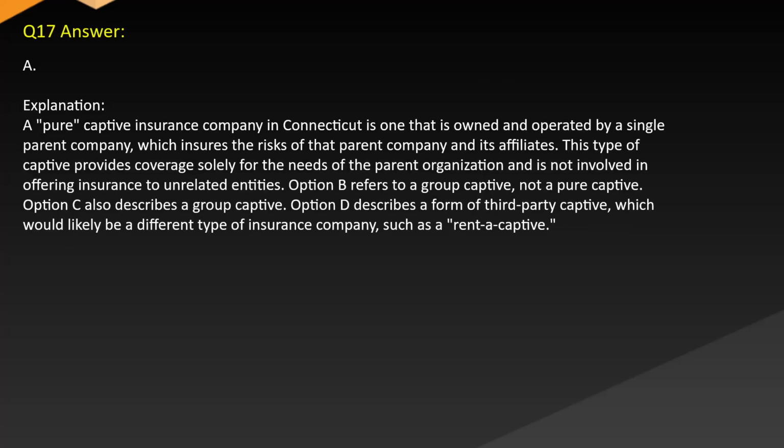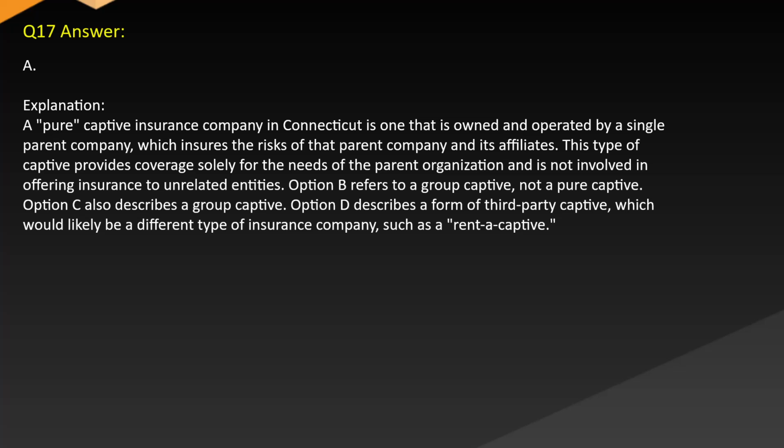Answer A. Explanation. A pure captive insurance company in Connecticut is one that is owned and operated by a single parent company, which insures the risks of that parent company and its affiliates. This type of captive provides coverage solely for the needs of the parent organization and is not involved in offering insurance to unrelated entities. Option B refers to a group captive, not a pure captive. Option C also describes a group captive.